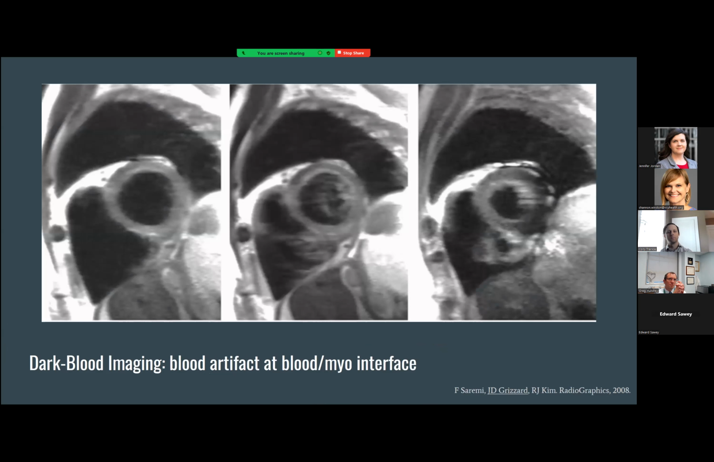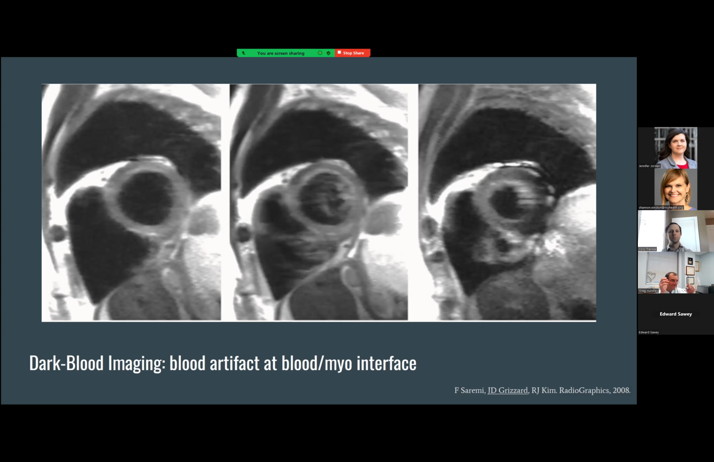With dark blood imaging, if you have slow flow, you might have trouble nulling that dark blood. So dark blood imaging is a principle similar to LGE, where instead of nulling the normal myocardium, we're trying to null out the signal from the blood. And if the blood is slowly flowing, if you have a low EF, it might be difficult to completely null or black out the blood, and you get this blood artifact at the endocardial border.